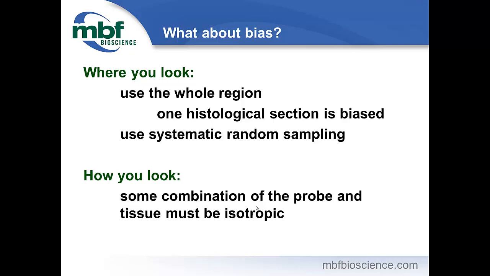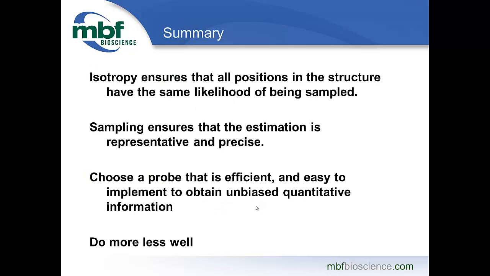Every aspect of your feature has an equal opportunity of being visited by your probe, and that's really what we mean by isotropy. All positions in your structure have the same likelihood of being sampled. We're going to say that sampling ensures that your estimation is representative and precise, and we're going to encourage you to choose a probe that's efficient and easy to implement in order to obtain that unbiased quantitative information that you're looking for. And that was the criteria we used for these probes that we recommended. And as we went through this talk, I hope that the idea behind stereology to do more with less also came out. Right, but do more with less does not mean an incorrect answer.